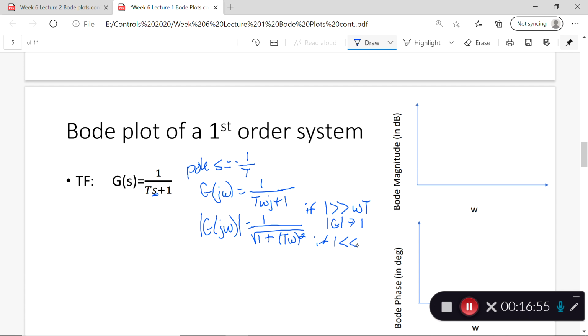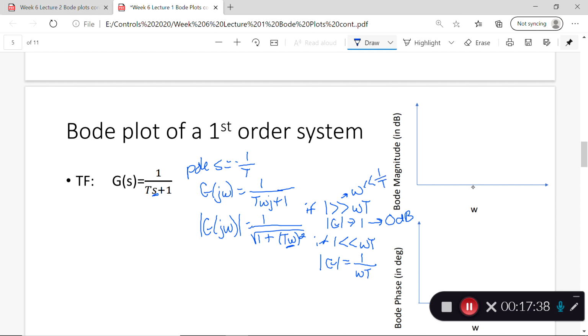If 1 is much, much less than omega t, then my transfer function's magnitude is going to approach 1 over, this value wouldn't be much compared to it, so I could approach it as just the square root of t omega squared, which would be t omega or omega t. My transfer function was 1 when 1 was much, much greater than my imaginary component of the denominator here. What's 1 in decibels? That's 0 decibels. This meant that omega, if I solve for this, omega was much, much less than 1 over t.